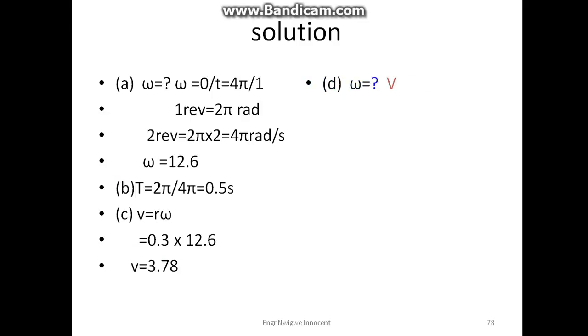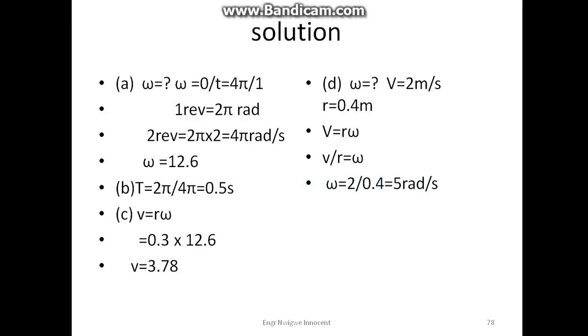D. Omega is still unknown. The v, which is the velocity, is given to be 2 meters per second. R is the radius, which is 0.4 meters. V is equal to radius times omega, which is angular velocity. Therefore, making omega the subject of the formula, we have v over r, which is equal to omega. We now have 2 over 0.4, which gives us 5 radians per second.